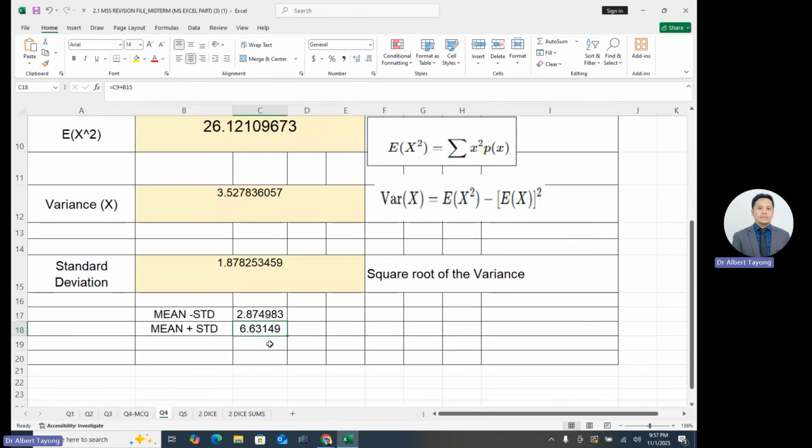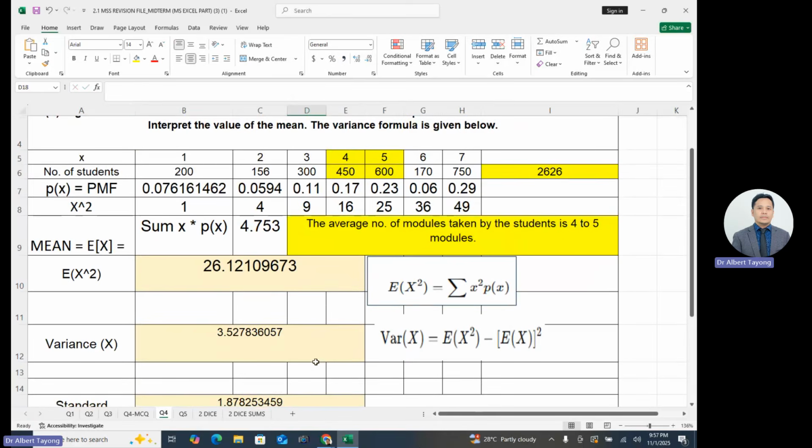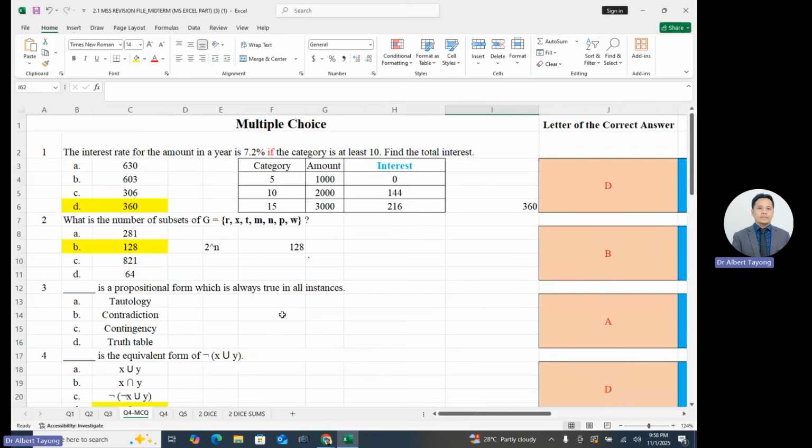This is just additional information. This will be covered in our next lesson in statistics, where we find the mean minus 1 standard deviation and mean plus standard deviation. So that's it for this questions, Q4 MCQ and Q4.